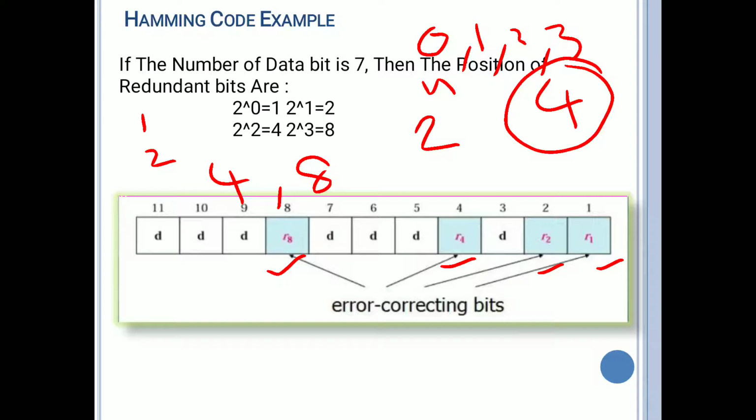Actually we have 7 data bits and plus 4 redundant bits. So the total Hamming code is 11. So see here, 11 places are there, 1, 2, 3, 4, 5, 6, 7, 8, 9, 10, 11. In those 11 positions, in the first position we place the first redundant bit, that is R1, in the second position R2, in the fourth position R4, because the positions are 1, 2, 4, 8. So first we place the redundant bits in those particular positions, and all the other positions are filled with data D.